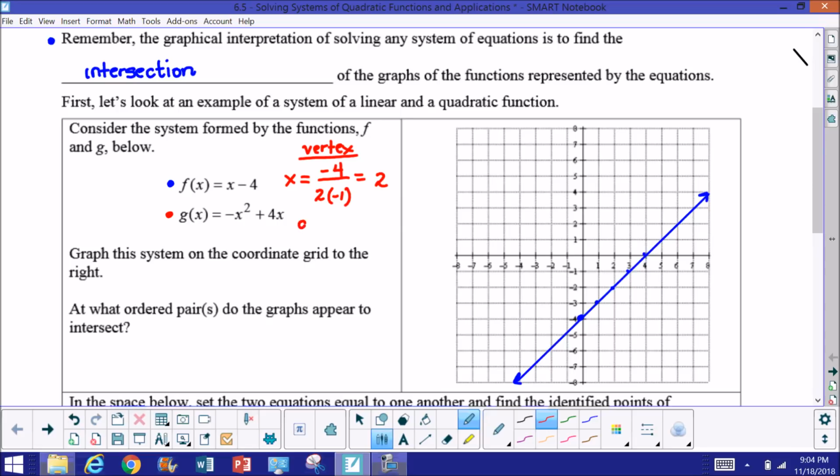And then when we continue to focus on the g function as a whole, we would input 2. Be careful, the negative sign is not going to be squared. So negative 2 squared is negative 4, plus 4 times 2, 8, would give us a y value of 4. So we would have a vertex at 2, 4.